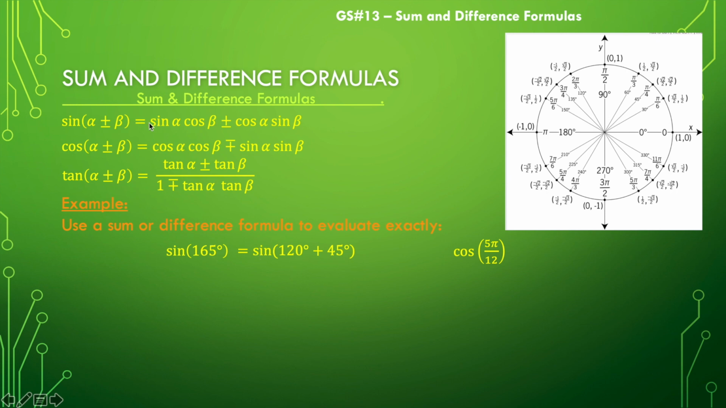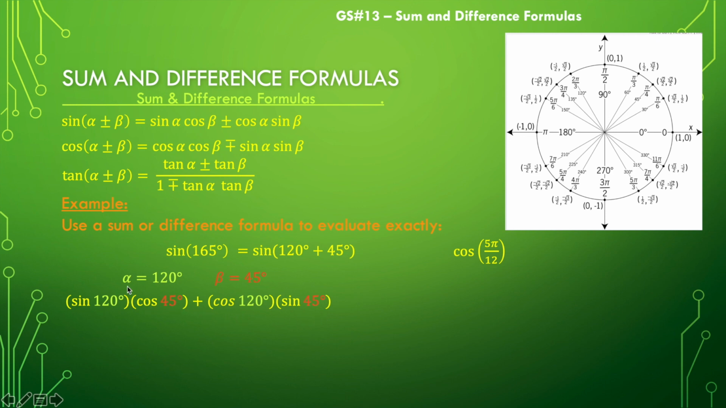So I'm going to use a sum formula for the sine, which means since the sum is on top here, I'm going to use the top sign, S-I-G-N, here, and I'm going to use sine of alpha cosine beta plus cosine alpha sine of beta, where alpha is 120 degrees and beta is 45 degrees. So when I sub those things into my formula, then I can go ahead and evaluate.